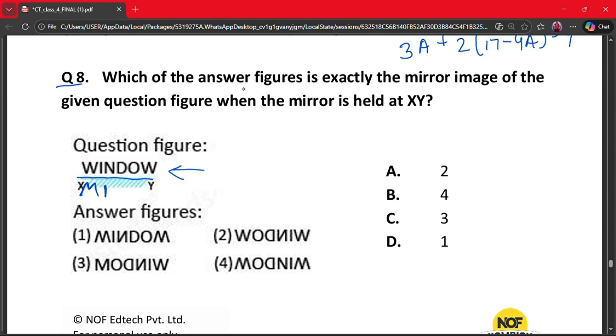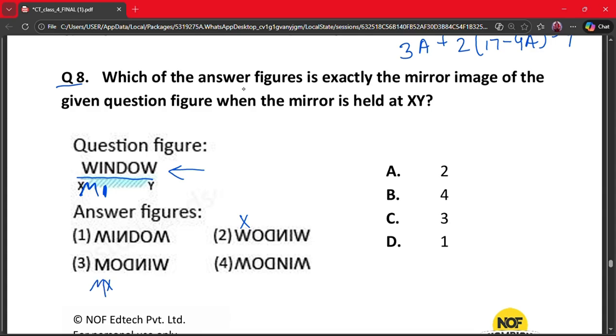I will remain the same. So these are the first two letters. So if we see here, we can see that 1, yes, it can be. 2, no, it cannot be. Third, no, because this is M. We need an inverted W.